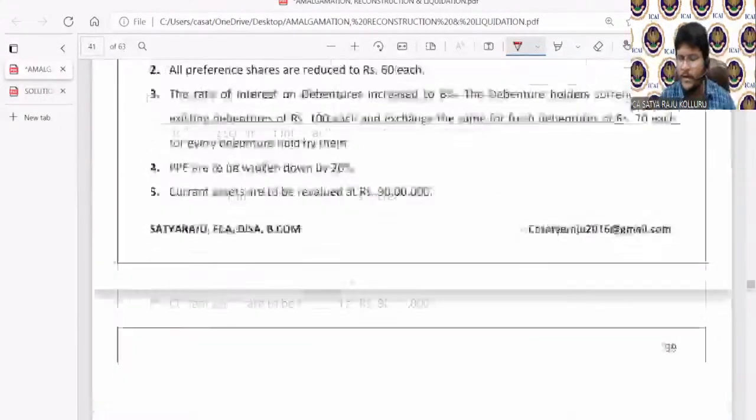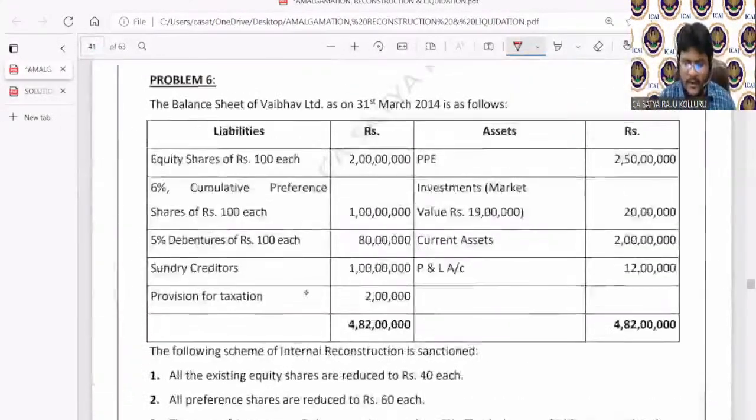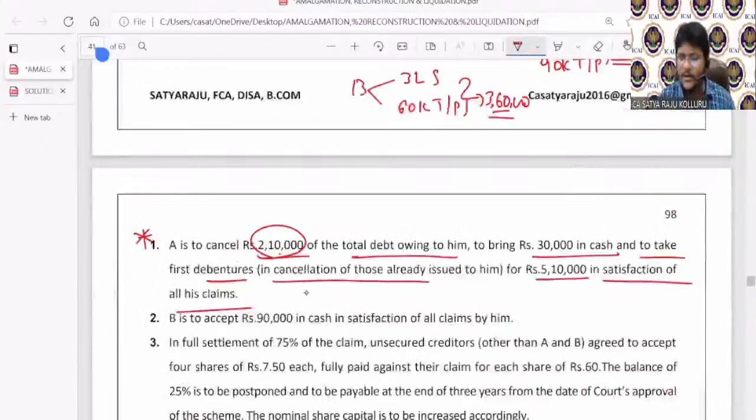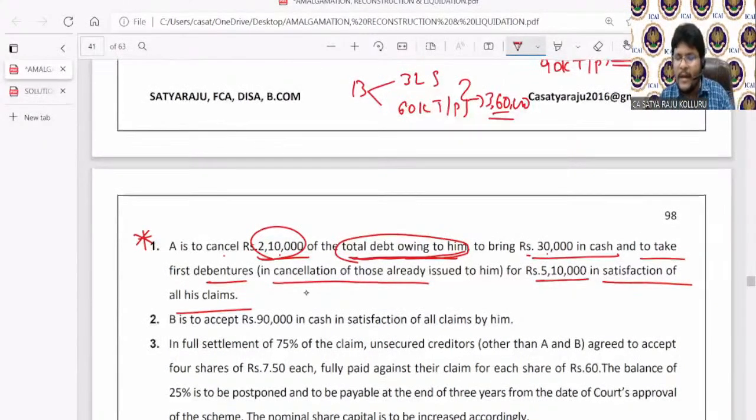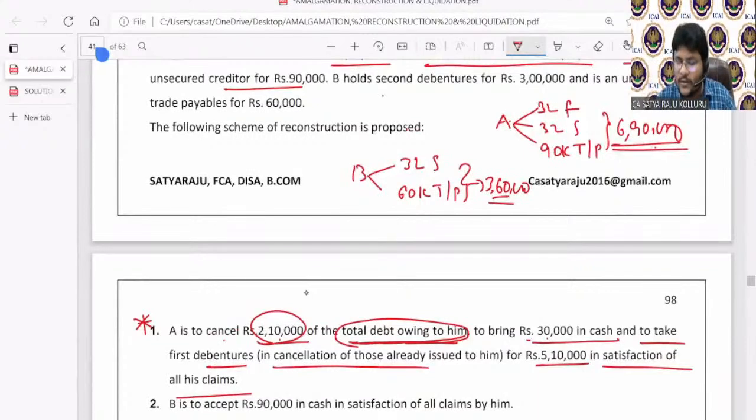So point number 1 is very much important. Sir, the accounting treatment is not that difficult, but understanding the issue is the major task here. Now all of you please concentrate. Line by line I will read first. A is to cancel 2 lakh 10,000 of the total debt owing to him. To bring 30,000 in cash. He will introduce the cash, guys, here. To bring 30,000 in cash means A is ready to introduce cash worth 30,000.